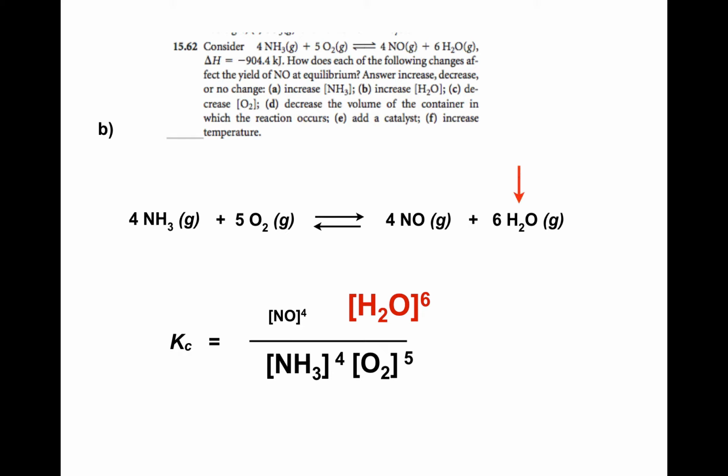If I add more water, increase the concentration again, the system will respond to try to get rid of that increase in concentration by driving it backwards and decreasing the concentration of nitrogen monoxide. So this is how it works. Increase the concentration of water, decrease the concentration of nitrogen monoxide.